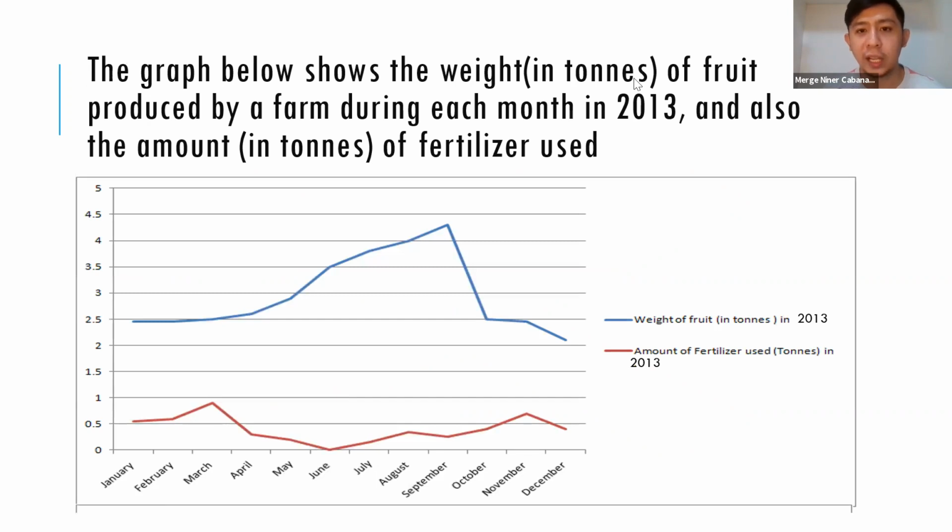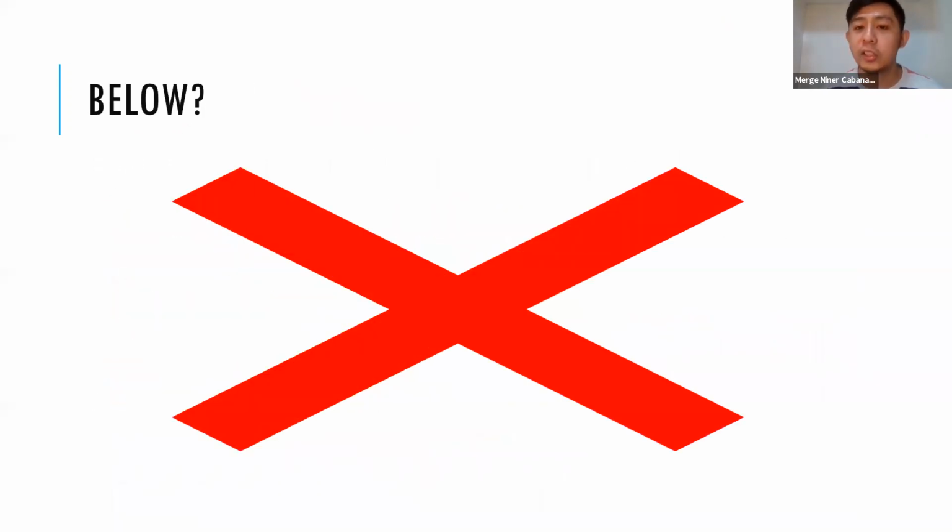The graph below. Take a look at my annotation. Take a look at my pointer. The graph below. The word below exists here. I repeat, the word below exists here because technically, if you look below this statement, you will see a graph. But in your case, there will be no graphs whatsoever because you are going to make a presentation using words. You will not draw a line graph here. That's why the word below must be completely eliminated.